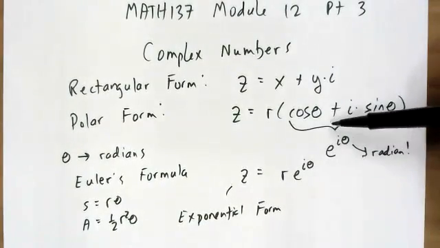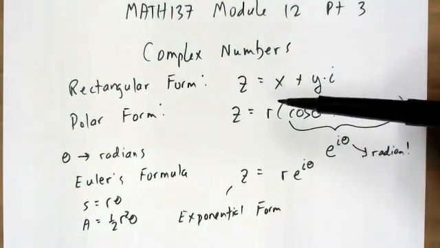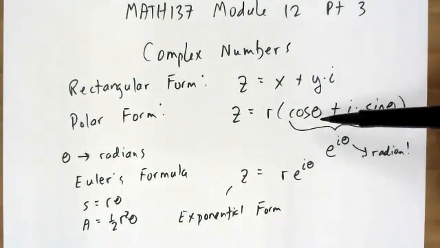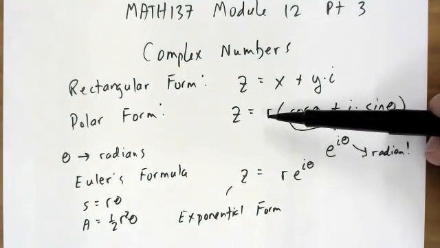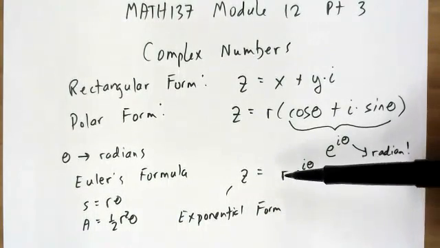Now it's similar to the polar form, because for the polar form, the keys are, you need to know r and theta to write the complex number in polar form. Well, if you want to write the complex number in the exponential form, you also need r and theta.